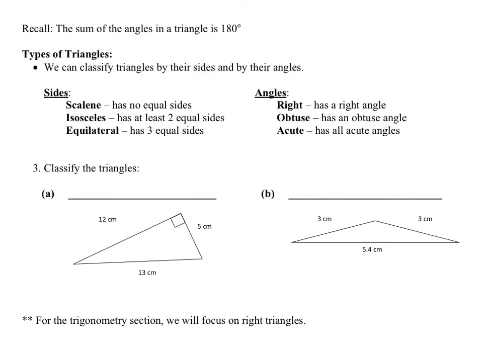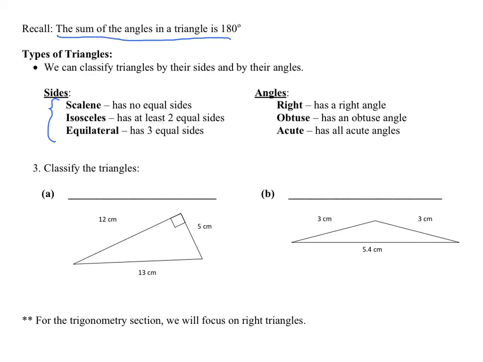Now, here's some more information about triangles. First, so that you know, in case you forgot, the sum of the angles of a triangle is 180. And we can classify triangles by their sides or their angles. So there's 3 classifications for sides. Scalene has no sides equal in measure. Isosceles, 2 sides equal or more. Equilateral has all 3 sides equal.